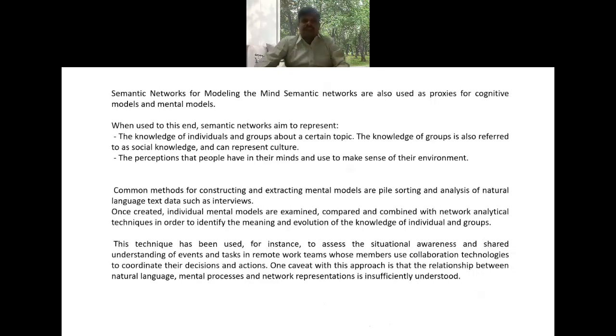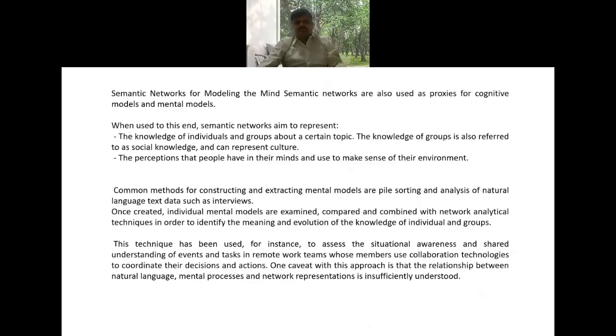Okay, this is one of the key aspects of the role of semantic networks in knowledge engineering. So coming to here, the knowledge of individuals and groups about a certain topic. The knowledge of groups is also referred to as social knowledge and can represent culture. The perceptions that people have in their minds and make use of to make sense of their environment. So these two are majorly represented by semantic networks.